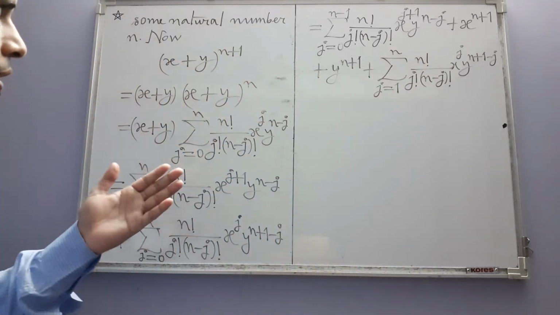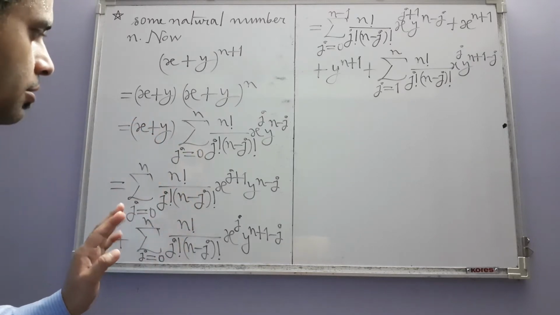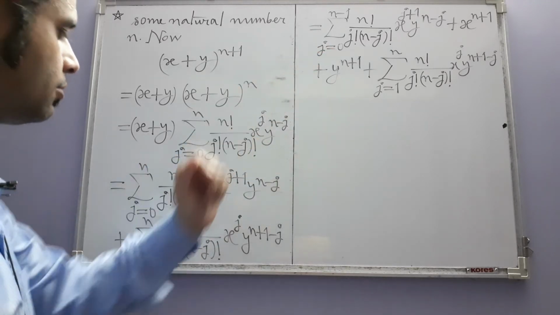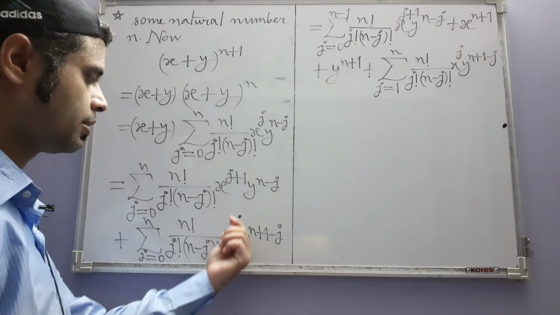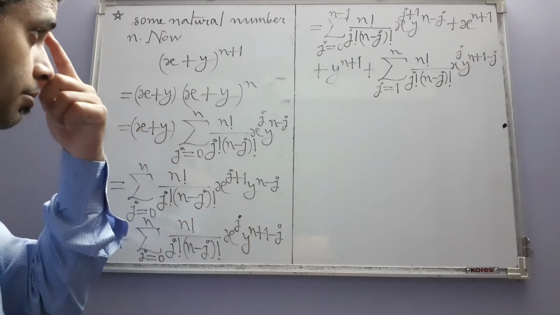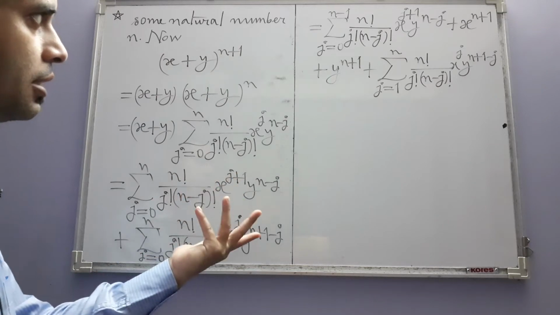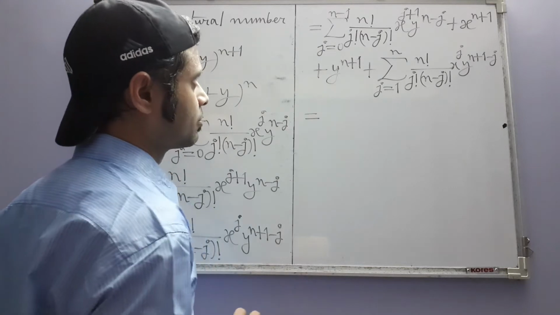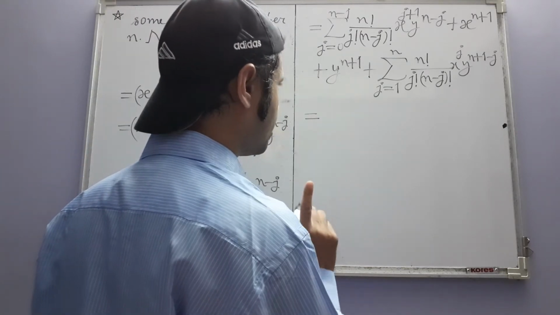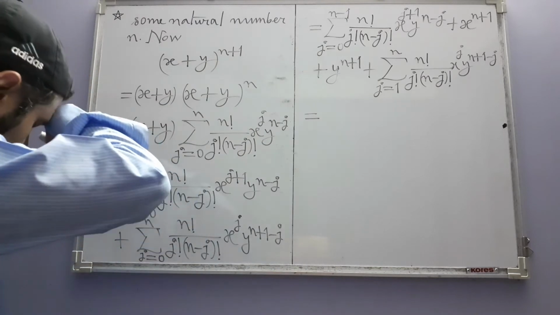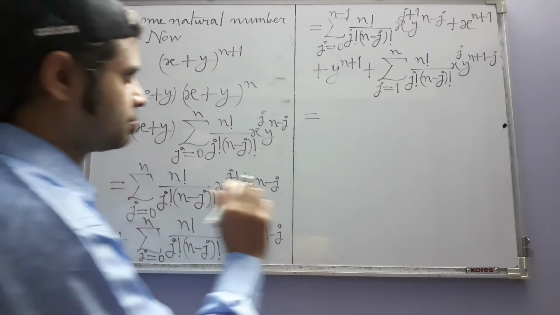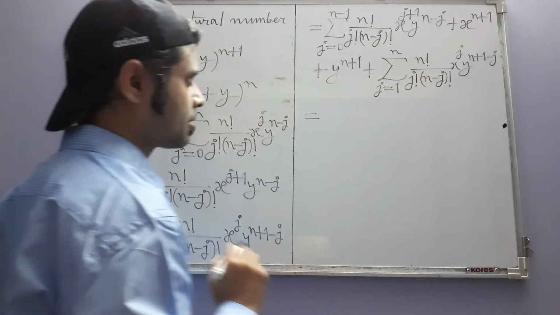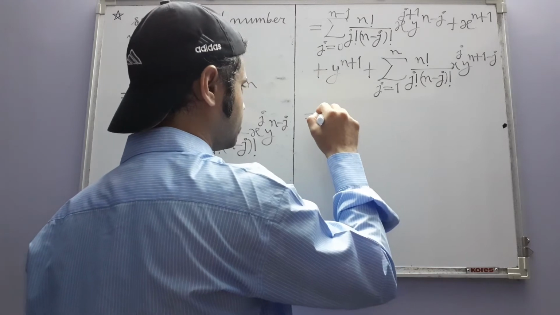Okay, so we have taken out one term from each series. From this series, loosely speaking, we have taken the last term out, and from this second series we have taken the first term out. That last term is x to the power n plus 1, and here the first term is y to the power n plus 1. Now what we do, we are going to use one of the properties of finite series and tweak this second series slightly. You will see how.